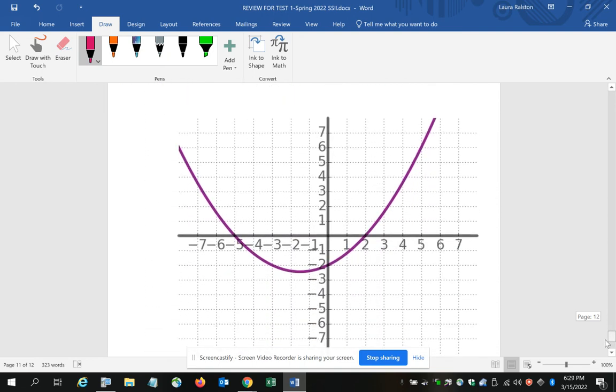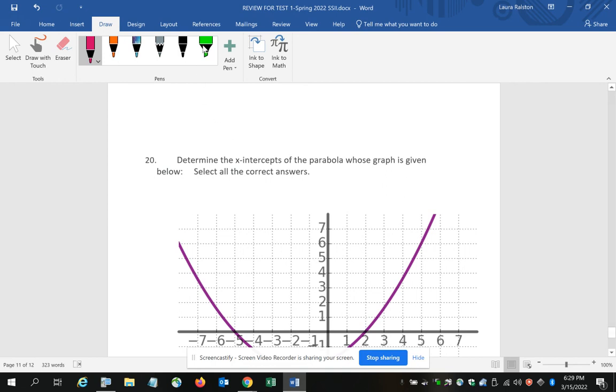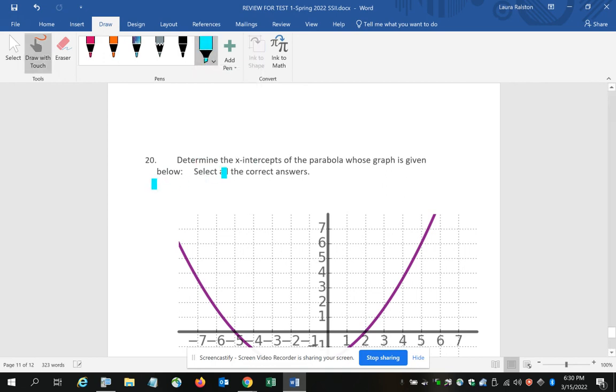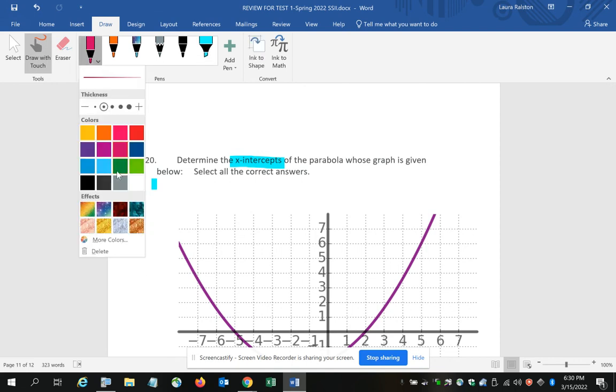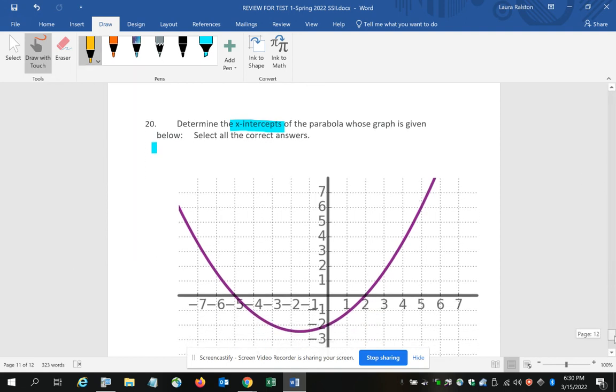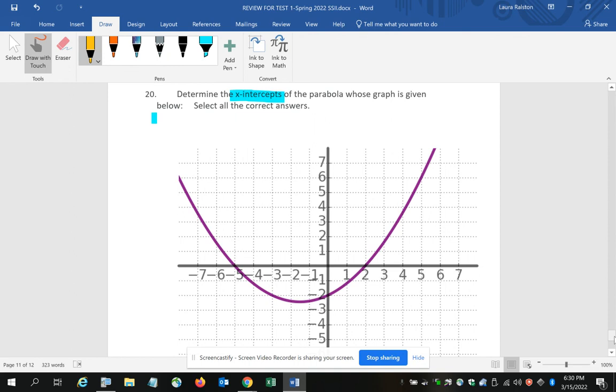And finally, the last question asks you to determine the x-intercepts. The x-intercepts are the points at which the graph crosses the x-axis. You're given a picture. Okay, and this is another one of those where you may have multiple answers and it clearly tells you to select all the correct answers.